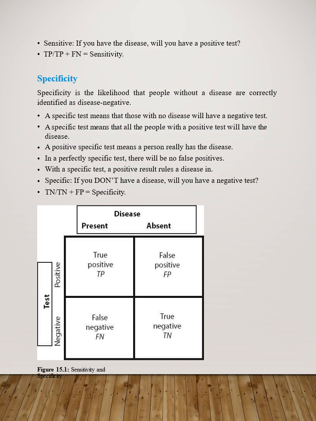And if we look on figure 5/1, we'll see the relationship between the sensitivity and specificity. We have on the top, the disease could be present or absent. The test could be negative or positive. And we have TP, which is true positive, FP, false positive, FN, false negative, and TN, true negative. Let's discuss specificity.